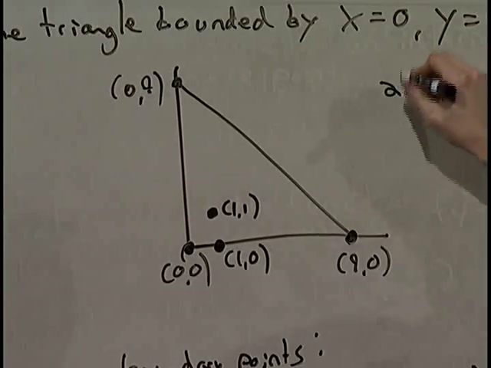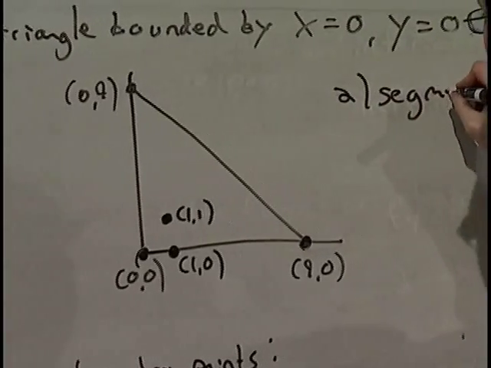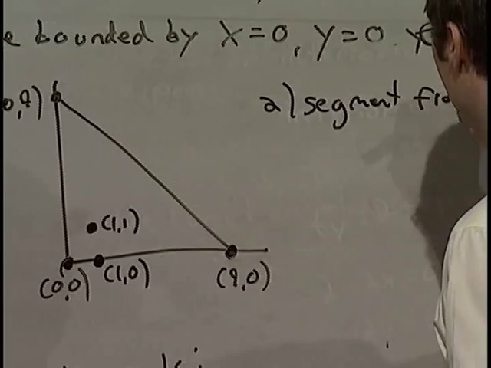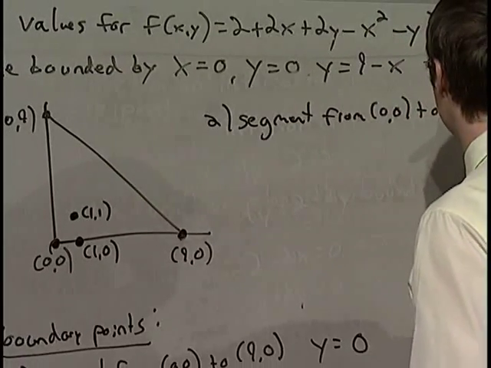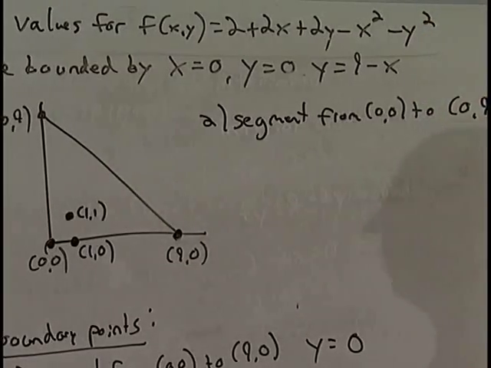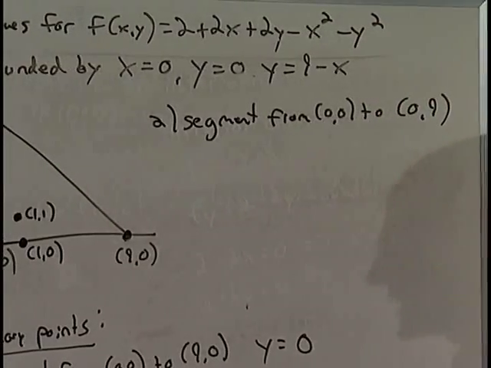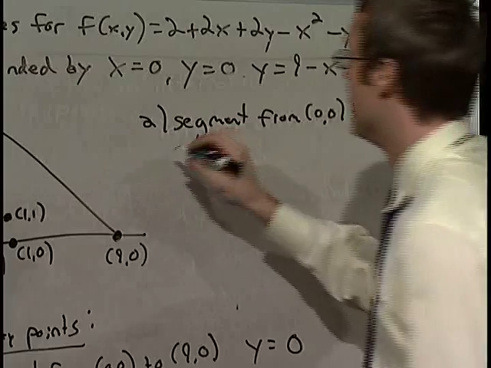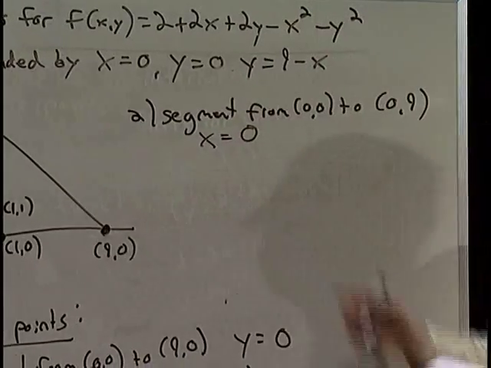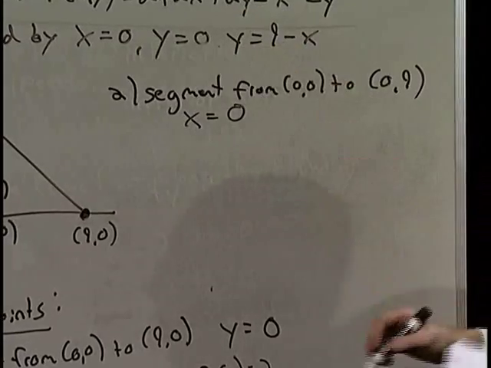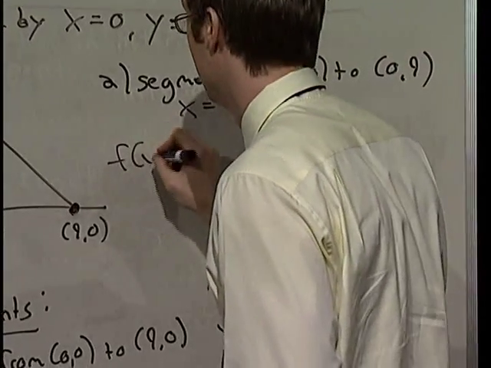All right, let's go now to the vertical segment, the segment from 0, 0 to 0, 9. Well, we've already checked out 0, 0. No reason to do that again. It's done. So now, everywhere along this segment, x is 0. This becomes a function just of one variable y, right?